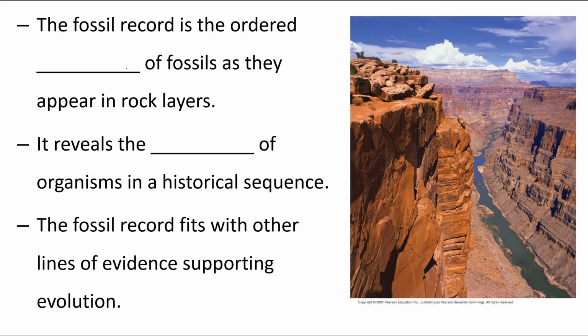So the fossil record is the ordered record of fossils as they appear in rock layers. It reveals the appearance and sometimes disappearance of organisms in a historical sequence. When do we see evidence of these rock layers? And the fossil record fits with other lines of evidence supporting evolution.